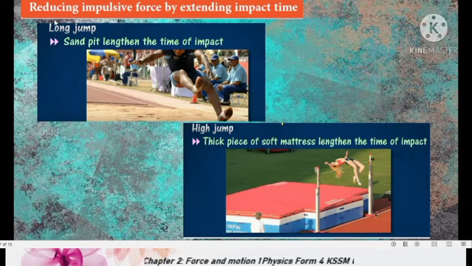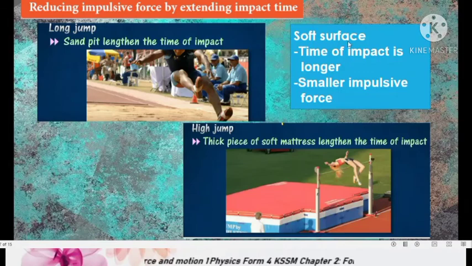In this case, we want to reduce impulsive force by extending the impact time. For example, in the long jump event, the sandpit lengthens the time of impact, thus reducing the impulsive force on the athlete. And in the high jump event, they use a very thick mattress. This piece of soft mattress lengthens the time of impact, thus reducing the impulsive force on the high jumper. So we can say that with a soft surface, time of impact is longer, thus smaller impulsive force.